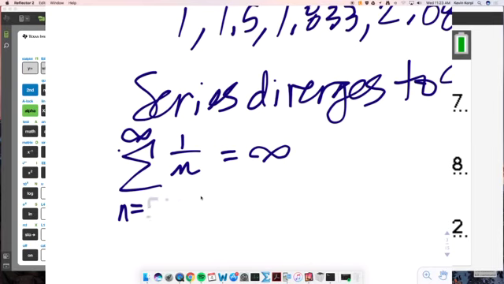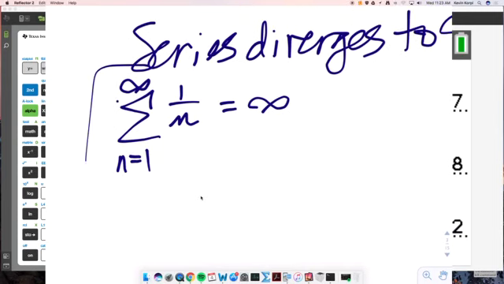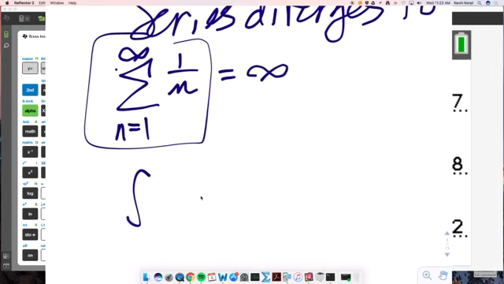It doesn't matter where you start. 1 over n is always going to diverge to infinity. Now, how is this similar to this?